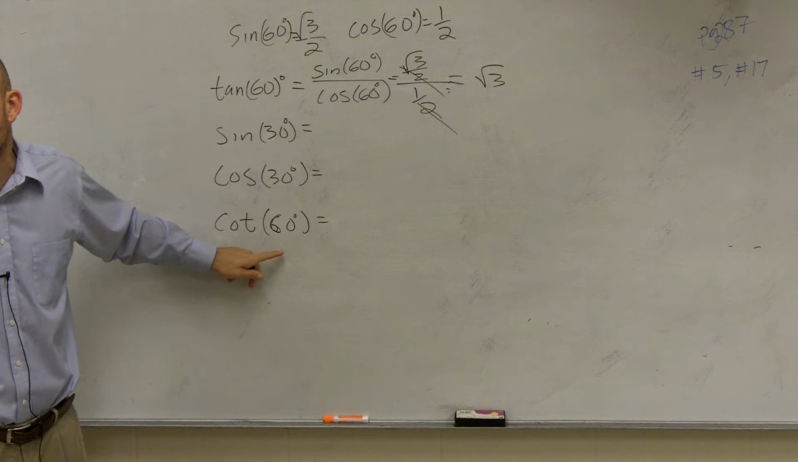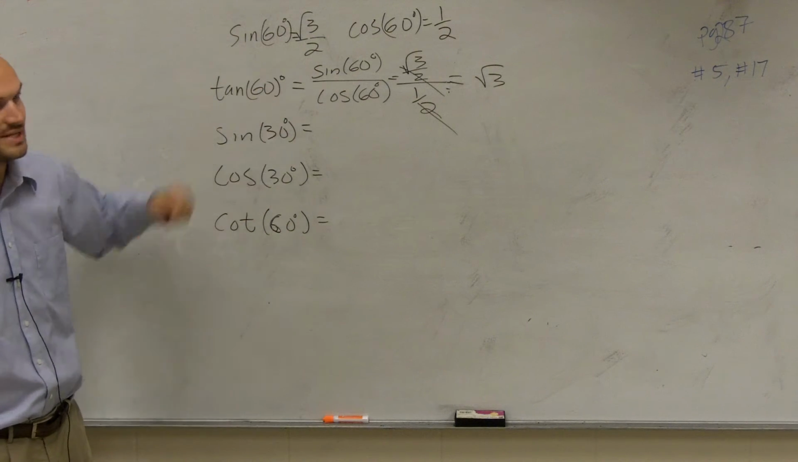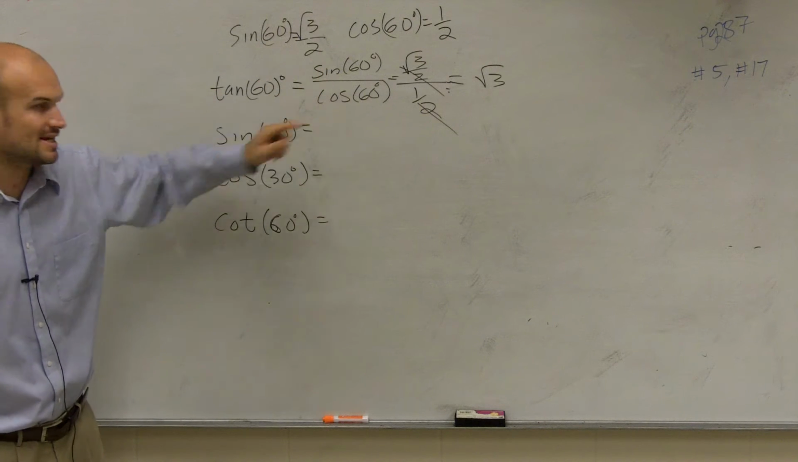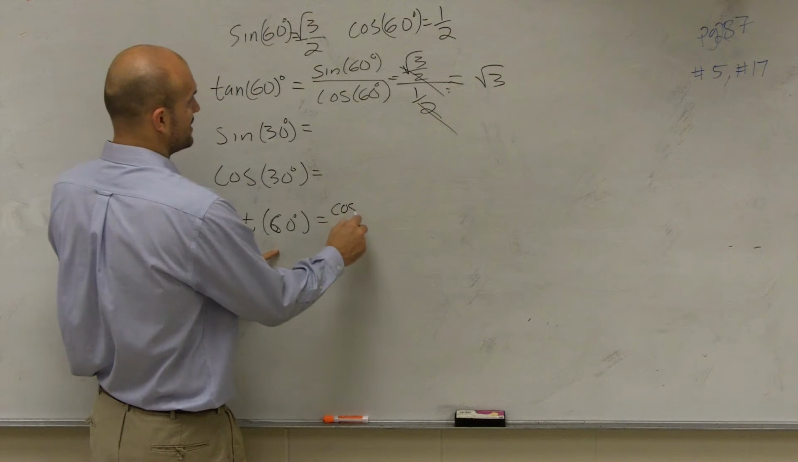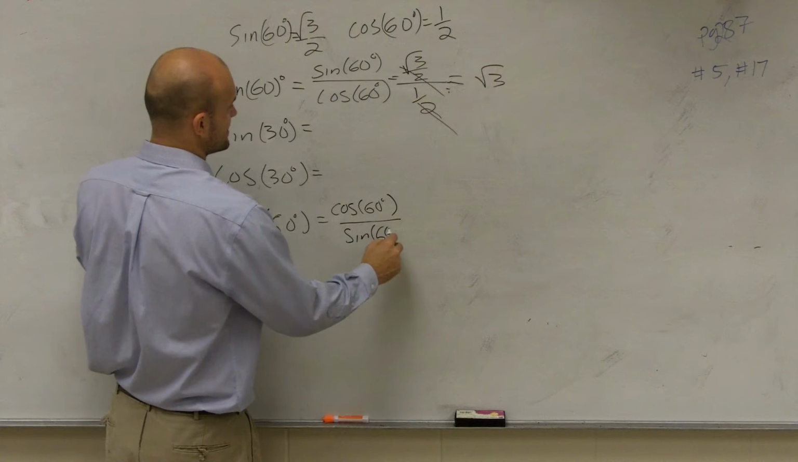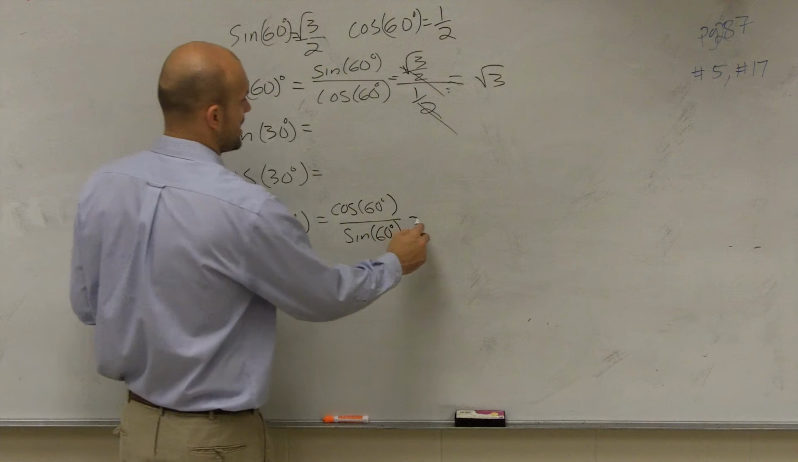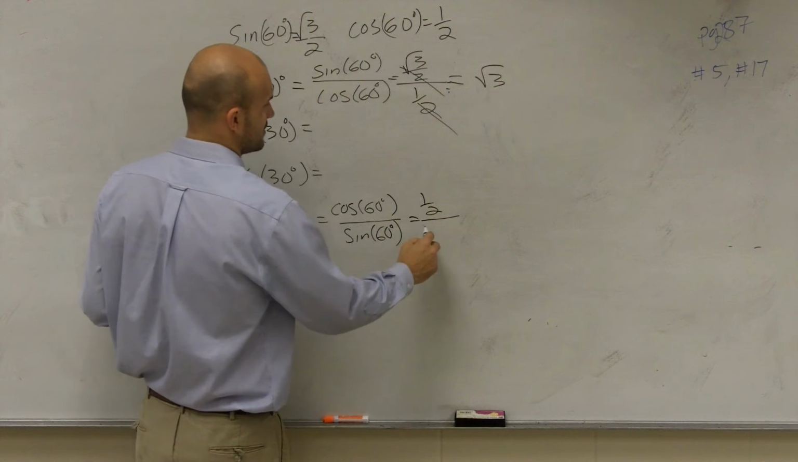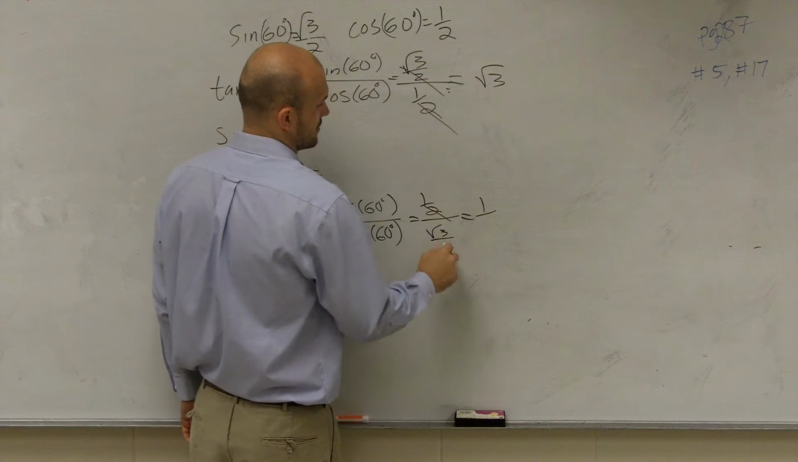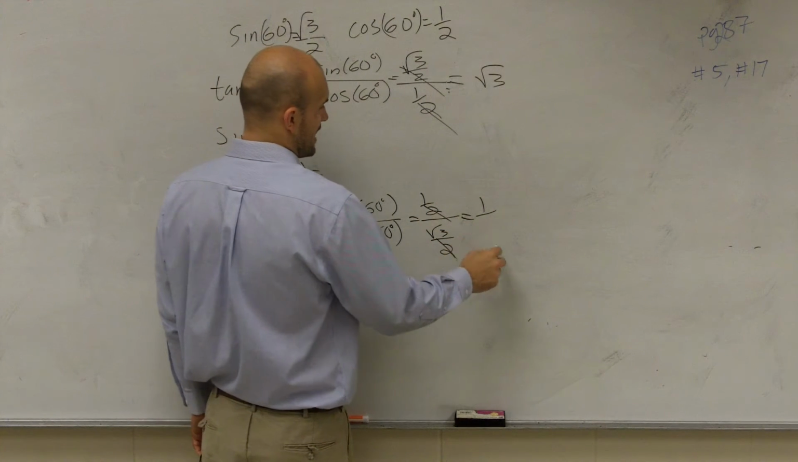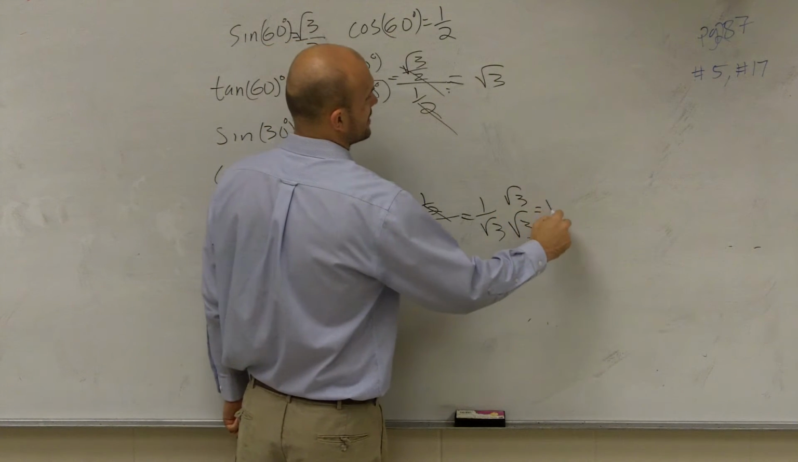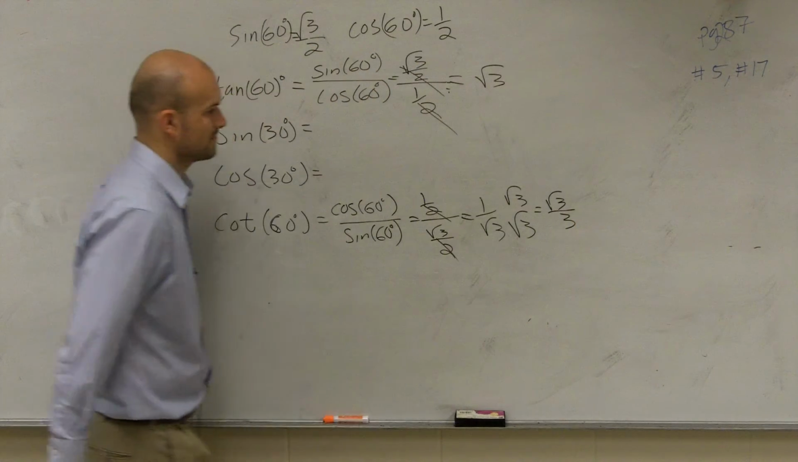Okay? Now the next one is, all right, so if I have tangent of 60 degrees, let's see if we can figure out what cotangent of 60 degrees is. Well, how is cotangent related to tangent? Remember, it's the reciprocal, right? So if tangent is sine of 60 over cosine of 60, cotangent is going to be cosine of 60 degrees over sine of 60 degrees. So now I'm going to have 1/2 over square root of 3 over 2. Those 2s divide out, and now I get 1 over square root of 3. So I have to rationalize the denominator, so I get square root of 3 over 3.